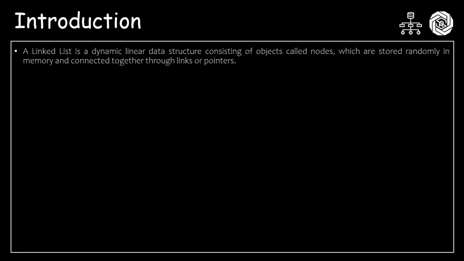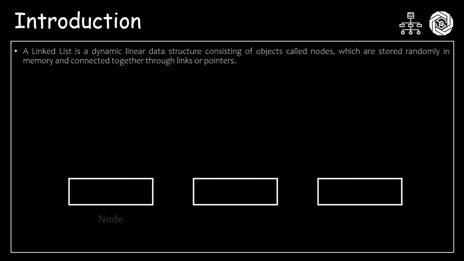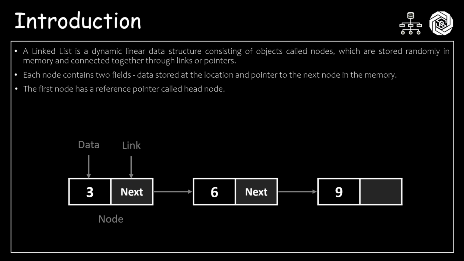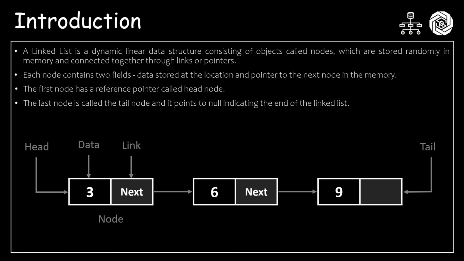What exactly is a linked list? A linked list is a dynamic linear data structure consisting of objects called nodes, which are stored randomly in memory and connected together through links or pointers. Here, dynamic means its size can grow or shrink during execution, unlike static arrays. Linear means the data is organized sequentially. Each node contains two fields, data stored at the location and pointer to the next node in the memory. The first node has a reference pointer called head node. The last node is called the tail node and it points to null, indicating the end of the linked list.